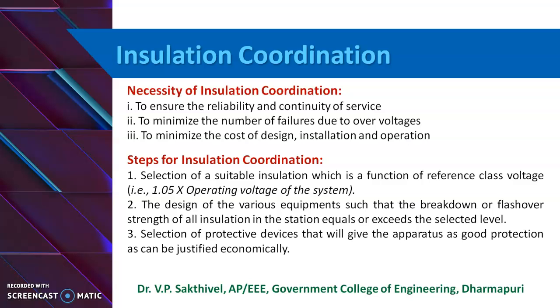What are the steps involved in insulation coordination? You have to select a suitable insulation level, which is a function of the reference class voltage, that is 1.05 times the operating voltage of the system. We have to fix it. Then the design of various equipment, such that the breakdown or flashover strength of all insulation in the station equals or exceeds the selected level. Then selection of protective devices which will give the apparatus as good protection as can be justified economically.